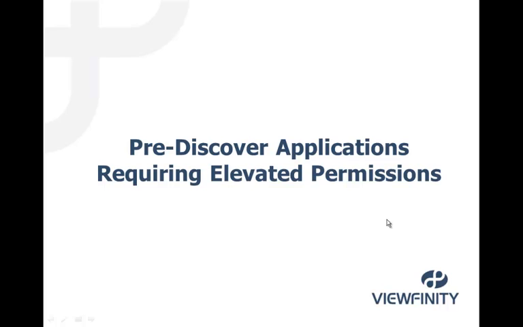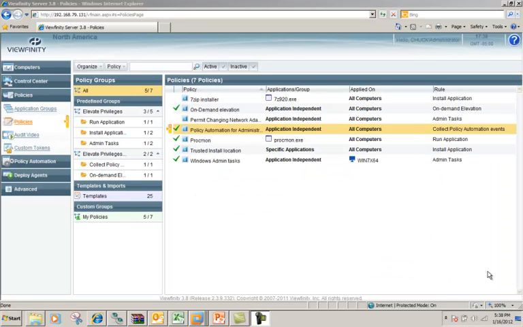Viewfinity Privilege Management allows administrators to transition to a least privileged environment by pre-discovering applications requiring Elevate permissions. Let's take a look how this works. The first step in pre-discovery is creating a Viewfinity policy which will allow policy automation to collect administrative actions silently. Let's take a look at one of the examples I've already created.